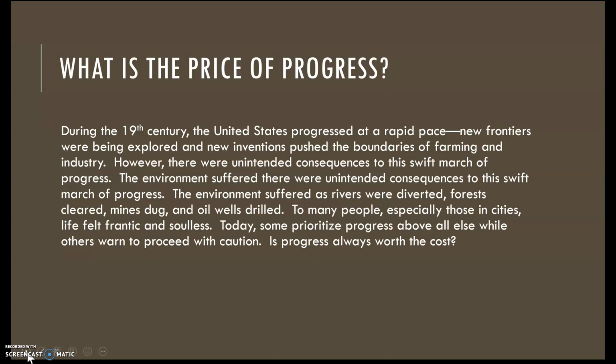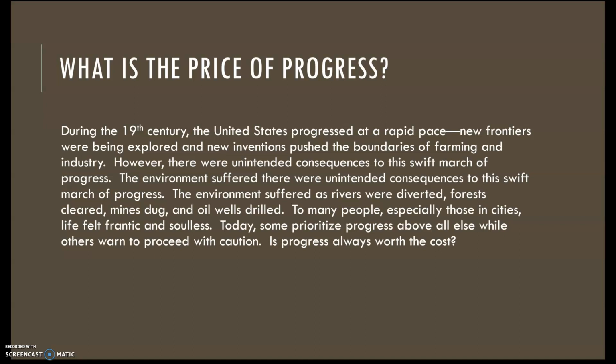And the last essential question for this unit is, what is the price of progress? During the 19th century, the United States progressed at a rapid pace. New frontiers were being explored, and new inventions pushed the boundaries of farming and industry. However, there were unintended consequences to this swift march of progress. The environment suffered as rivers were diverted, forests cleared, mines dug, and oil wells drilled. Too many people, especially those in cities, felt frantic and soulless. Today, some people prioritize progress above all else, while others warn to proceed with caution. Is progress always worth the cost?